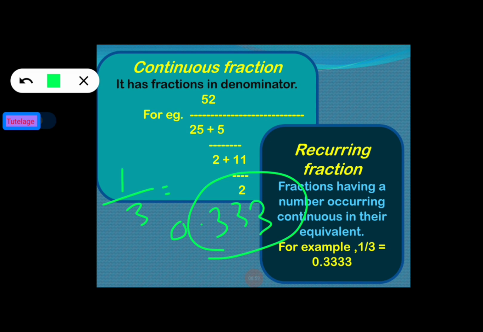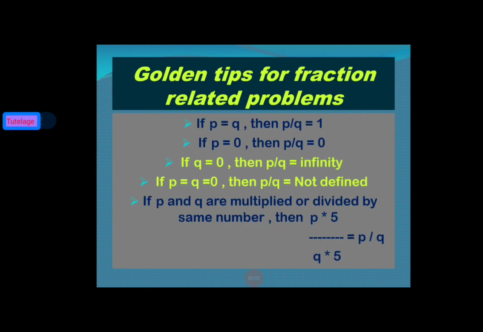So now move on to the next portion, that is golden tips for fraction related problems. The first golden tip: we have already told q is not equal to 0. A fraction is basically expressed in the form p by q. Where p equals q, that means the value of p and the value of q are both the same, so the fraction p by q is equal to 1.